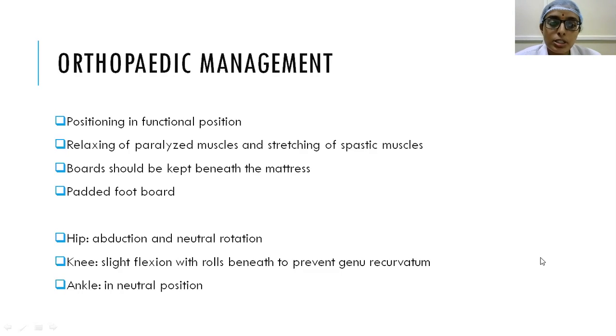And the different positions which are to be maintained are: hip should be maintained in abduction and neutral rotation, and knees should be maintained with slight flexion with some rolls beneath the knee joint. Otherwise what will happen is genu recurvatum will occur, and posterior subluxation of the tibia etc. will occur. So to prevent that, a roll is kept beneath the knee and the knee is kept in slight 15 to 20 degrees of flexion. And then the ankle, as I told earlier, will be kept in neutral position.